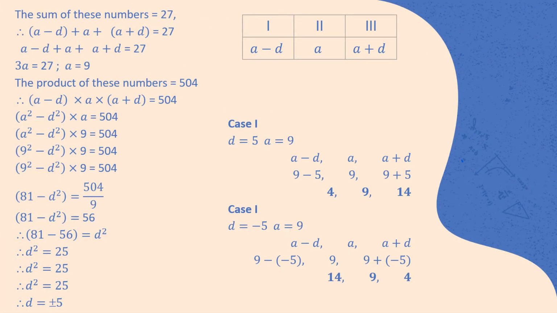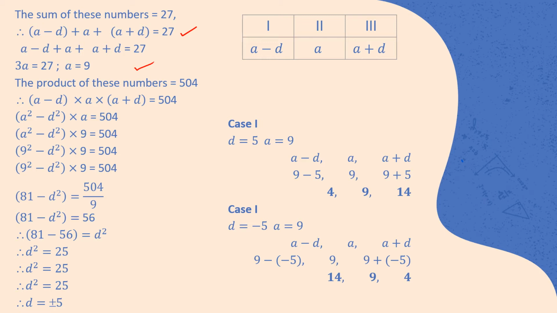Okay, let's look at this problem a little bit more closely. We have the information that the sum of these terms is 27, which means a minus d plus a plus a plus d is 27, which is mentioned here. We solve it, we open the brackets, and we get the result that a, which is the first term in this case, is 9.